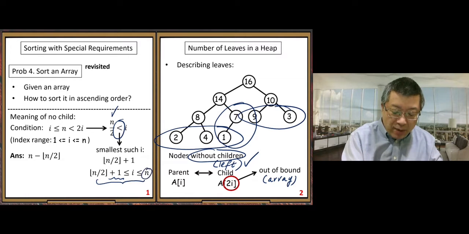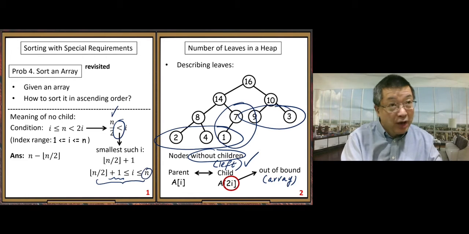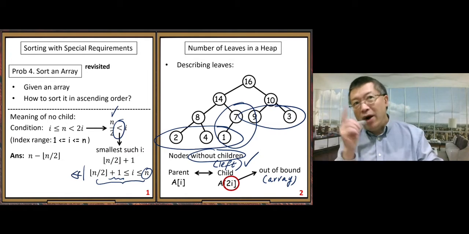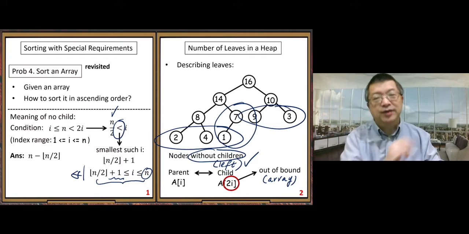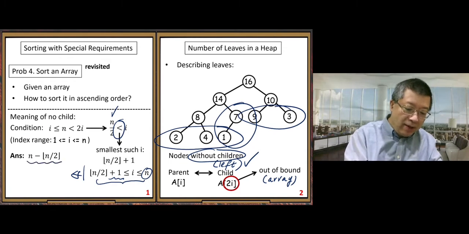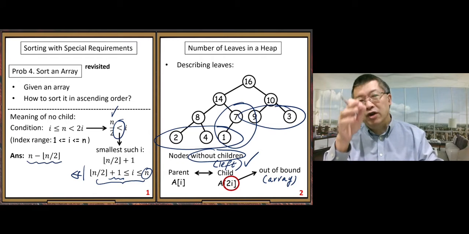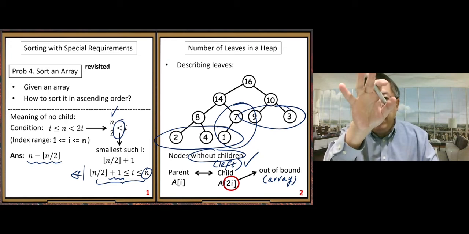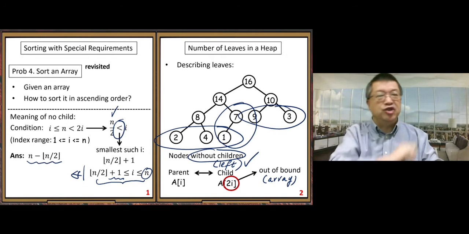When we use the upper bound to minus, we should not minus the lower bound directly. We should minus the number before it, 1 before it. Okay? So that's this number: n minus floor function of n over 2. This is the number of leaves.